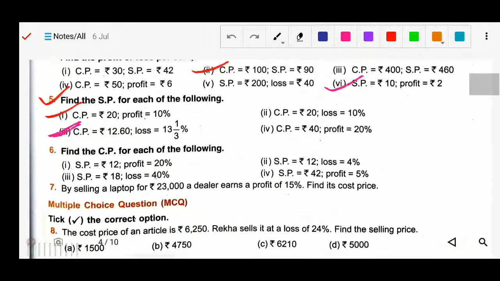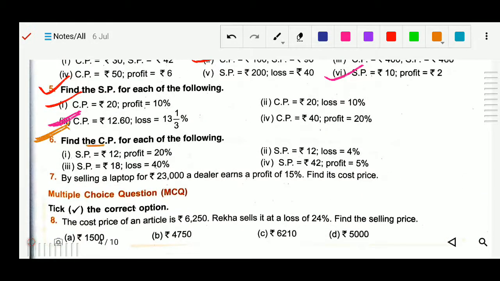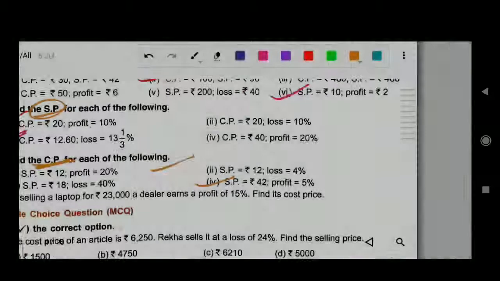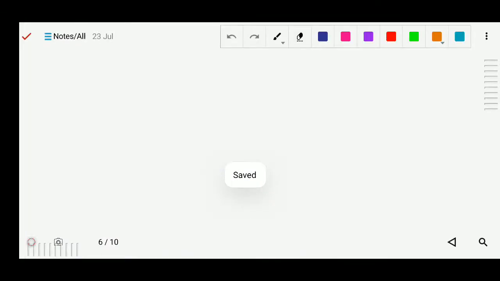question number 6. In this question we have to find the selling price. अभी हमने यहाँ पे selling price निकाला. Here we have to find the cost price. In question number 6 we will find the cost price only. So number 4 I will do here. So question number 6, number 4 I will solve.